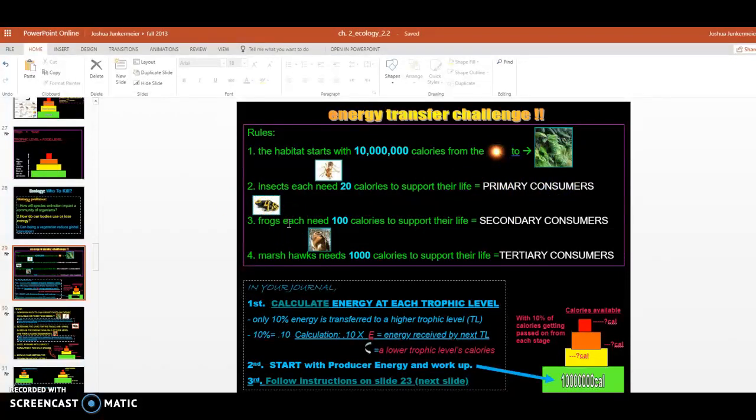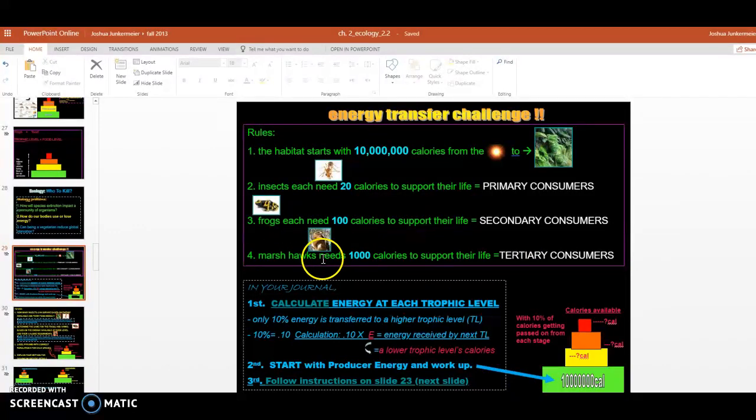So we have frogs living in an environment, and they love to eat the ants. The frogs consume ants and the frogs have to eat enough ants to equal 100 calories to survive. These are our secondary consumers in this environment. So you can see it's a food chain. Plants, ants, frogs, and then we have our top predator here, our tertiary consumer more like. It's a hawk. It's a species of hawk we have in California called a marsh hawk.